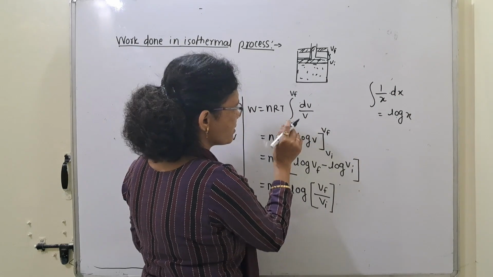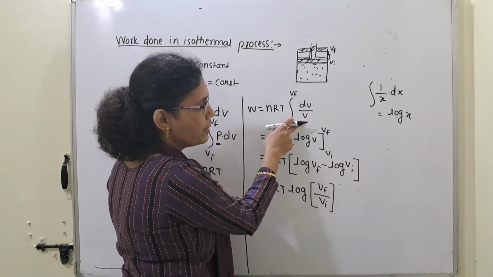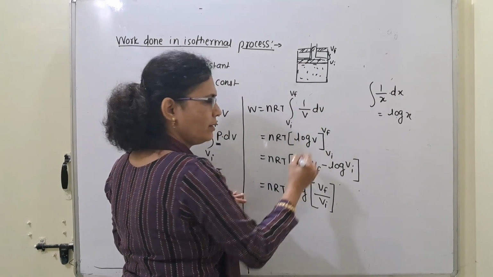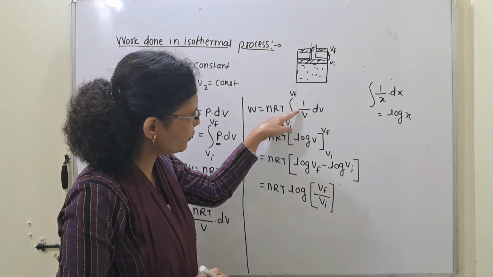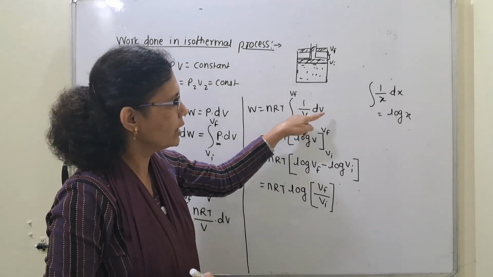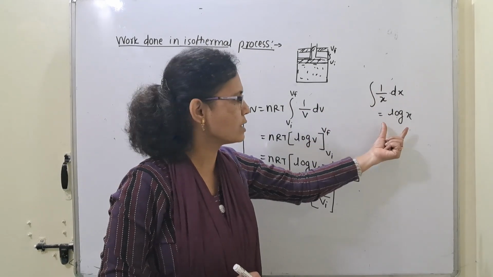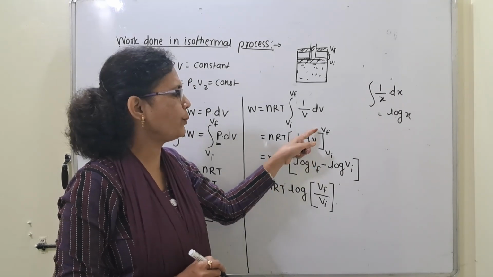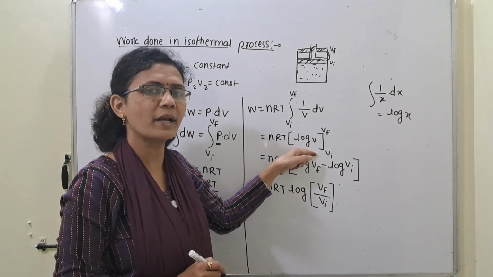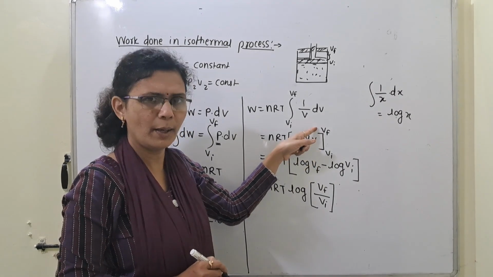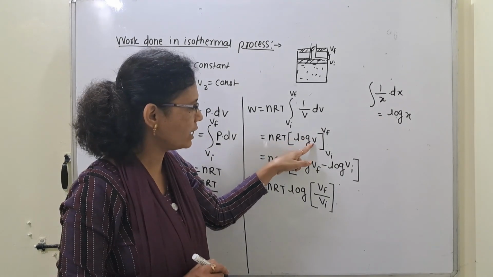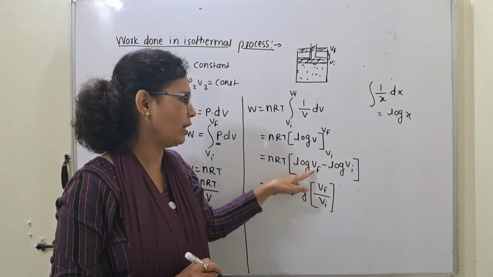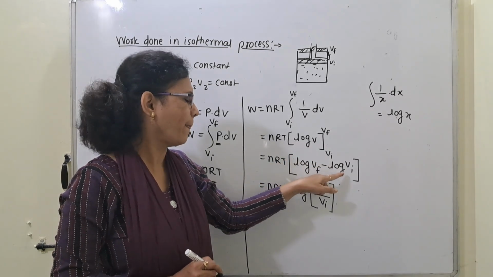And here if you observe, it is dV upon V. Means what? It is 1 upon V into dV. Right? 1 upon x into dx, that is log of x. Therefore, I have taken here log of V. And when we put the limit, we have to subtract the lower limit from the upper one. Therefore, in place of V, you have to write first Vf and then Vi. Therefore, log of Vf minus log of Vi.